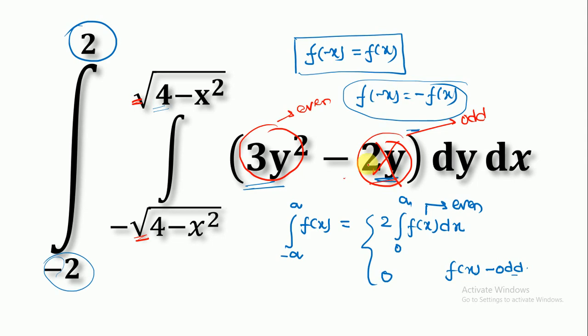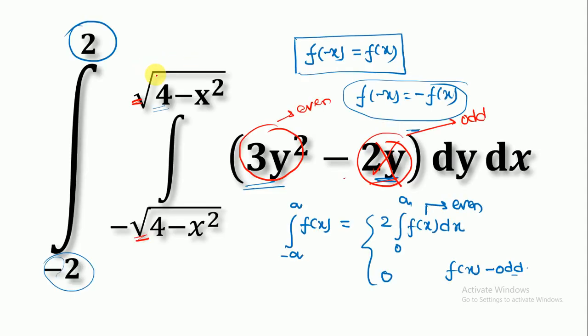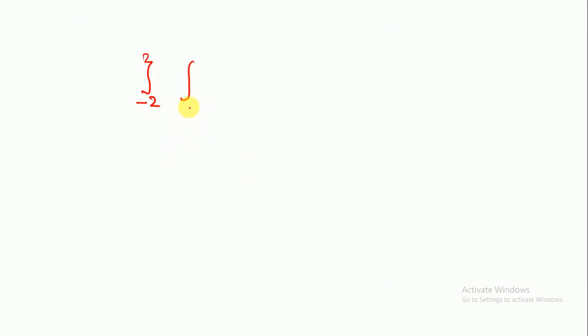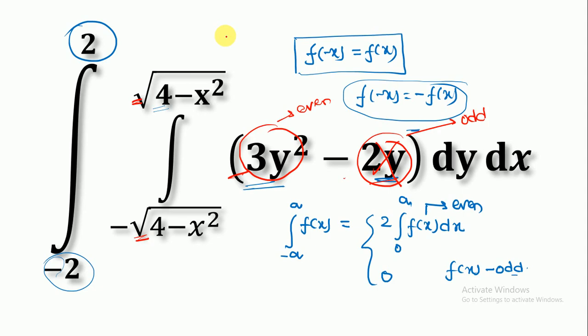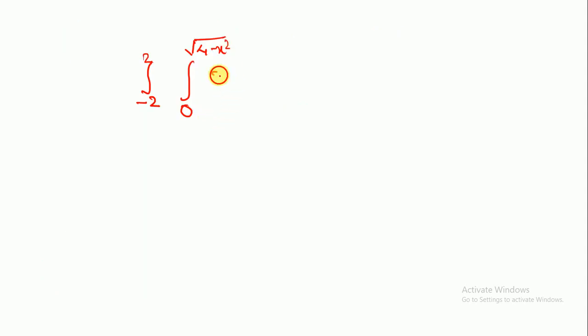Now on further reduction, you will get the integral from minus 2 to 2 of the integral, as this factor 3y square is an even factor, so let me use the property: 0 to root under 4 minus x square of 3y square dy, into dx. Simply you can write such a type of equation.